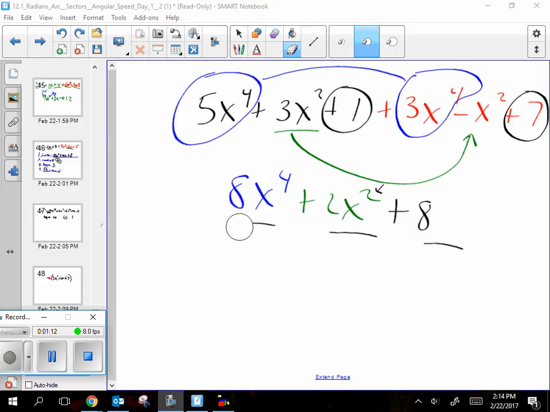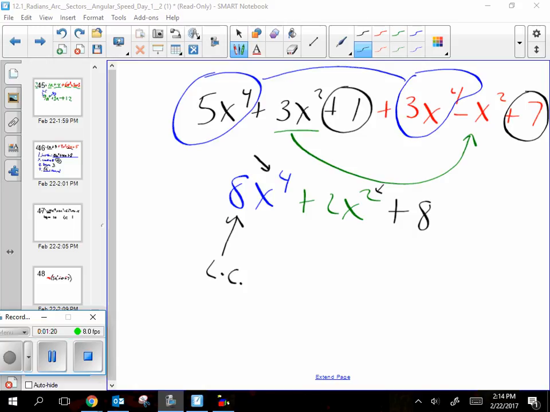And that's in what's called standard form. And a couple things we reviewed from yesterday: it has a lead coefficient of 8, and it has a degree of 4. So that's the basics for today, is we're just adding things together.